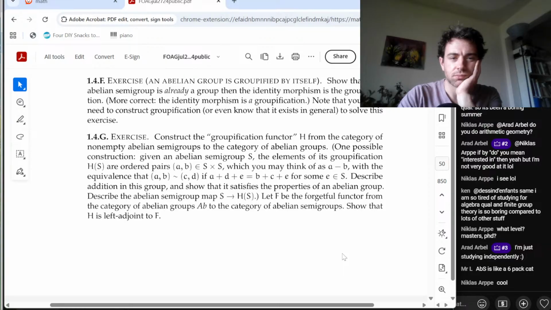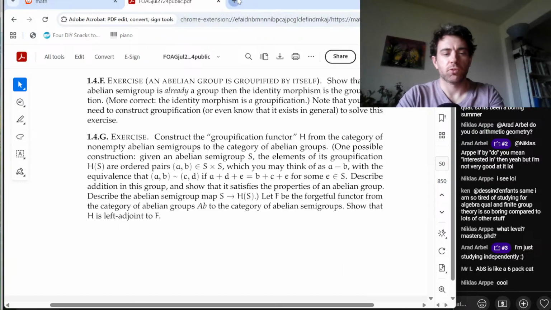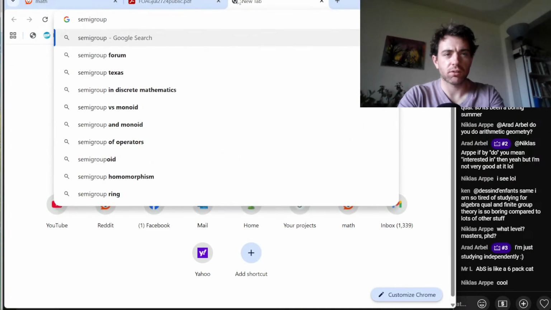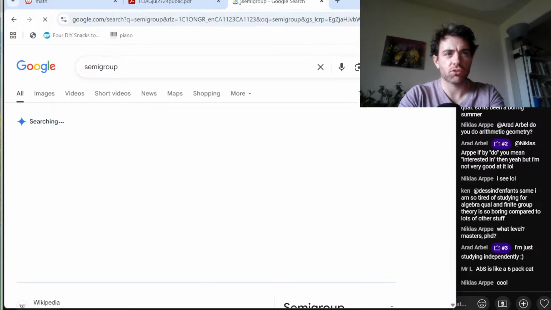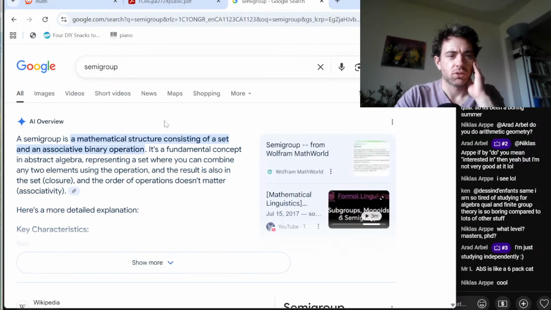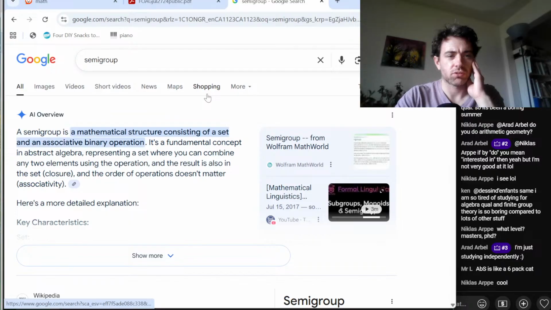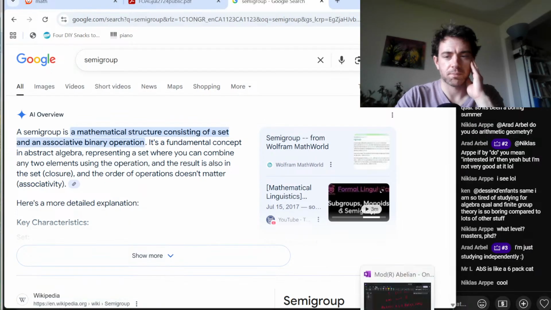What does it mean to be a semigroup? Just that you have a binary operation that's associative? Associative binary operation, right. Not necessarily unital. Okay.